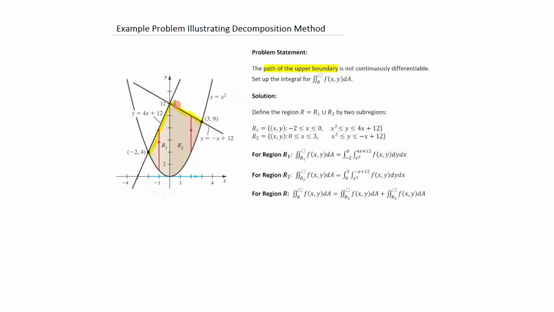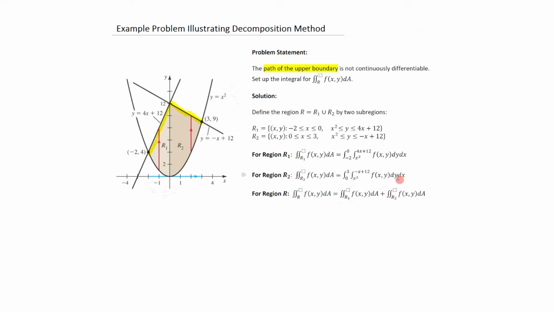For this region, the upper bound for y would be y equals minus x plus 12, and the lower bound in this case would again be y equals x squared. So that's what you see over here. For region 1, you have x squared as the lower bound and 4x plus 12 as the upper bound, and for the outer integral, the lower bound is -2 and the upper bound is 0. So this would be the computation of the double integral over region R1. Similarly, for this region here, you're going from 0 to 3, and so that's what you see here.